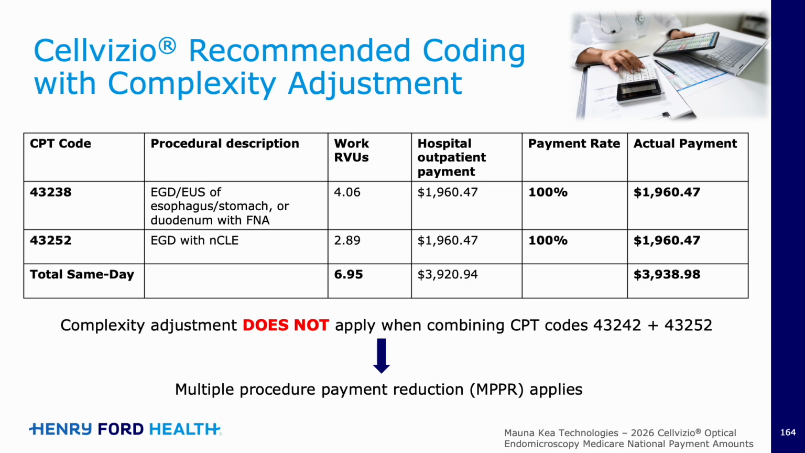And in this situation, the MPPR, or the multiple procedure payment reduction rule, will apply, where your primary service gets reimbursed at 100%. The secondary service may undergo a percentage reduction based on the payer.